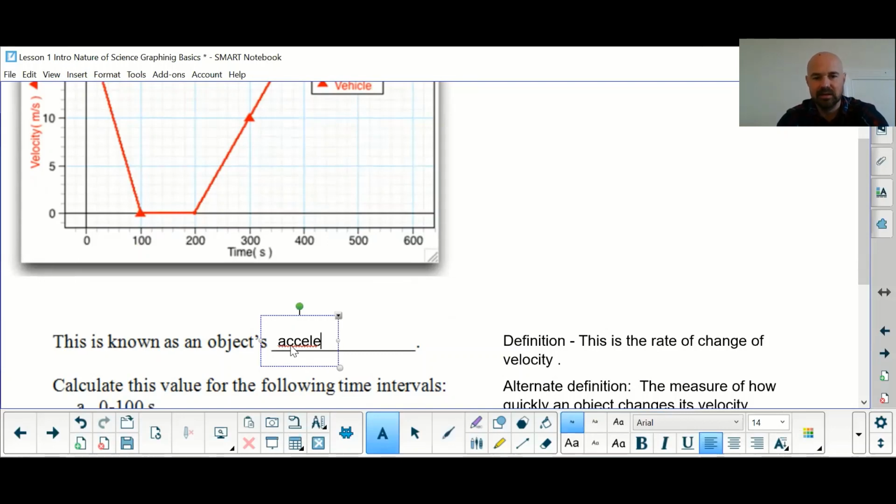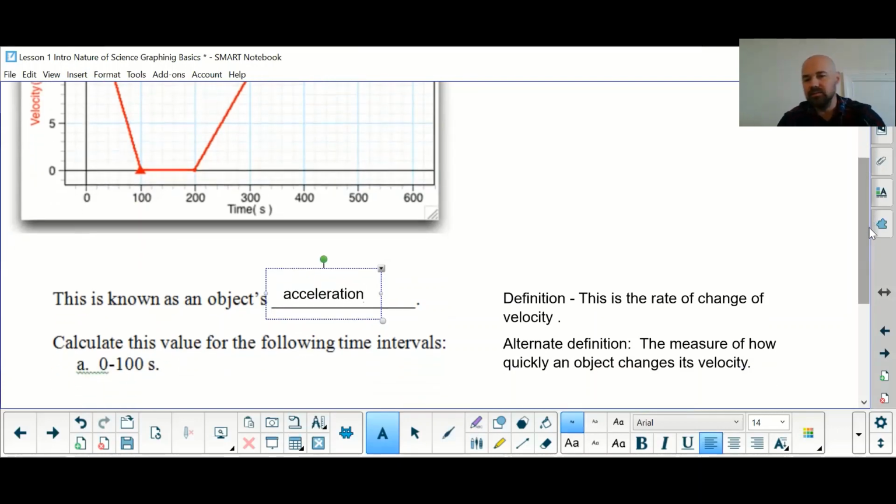So acceleration, you have probably heard of as a concept in your everyday life. Most times when people think things accelerate, they say that something is speeding up. That is partially true, but it doesn't always have to be speeding up. You could be increasing your velocity, you could be decreasing your velocity, you could also turn. All of those things change your velocity, and we'll talk about that. But the real proper definition of acceleration, and we'll go over this again next class, is the rate of change of velocity. So it's what we just measured. It's how quickly an object's velocity changes.